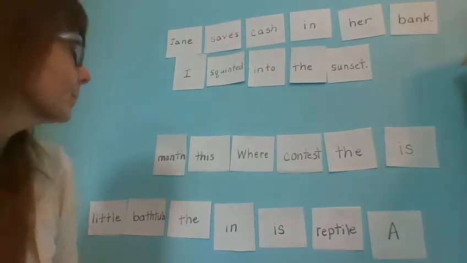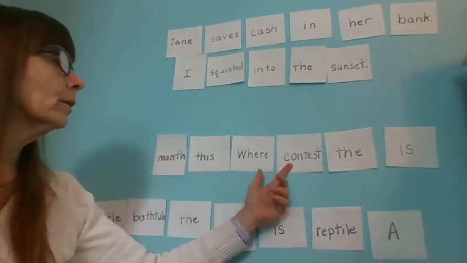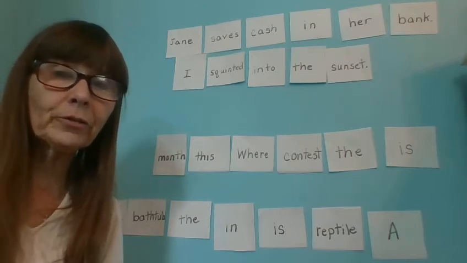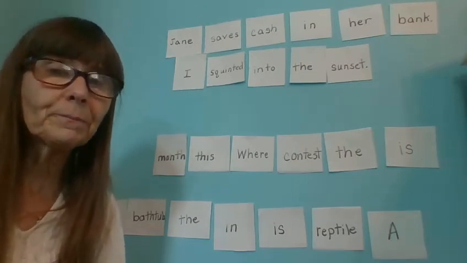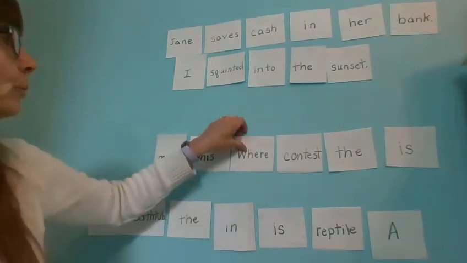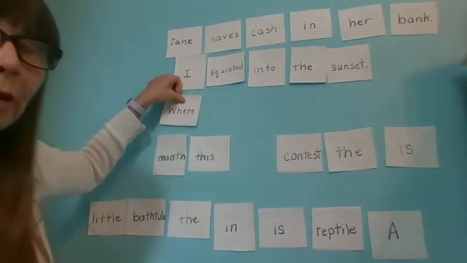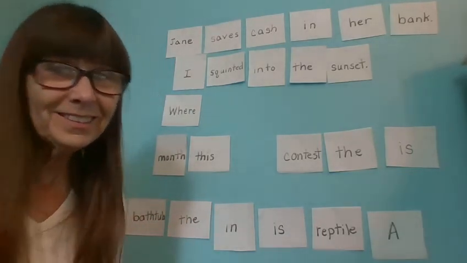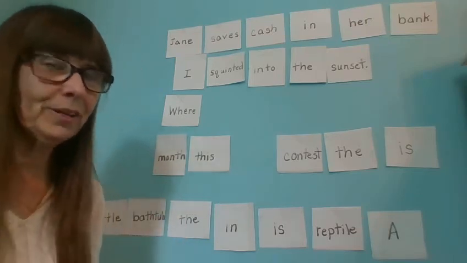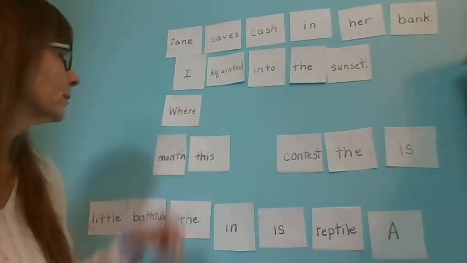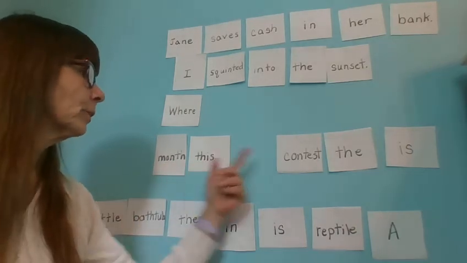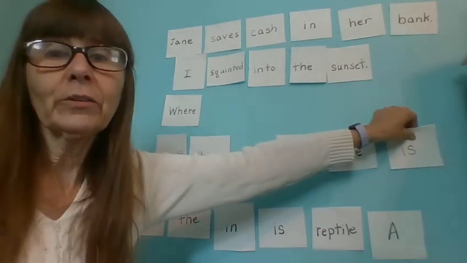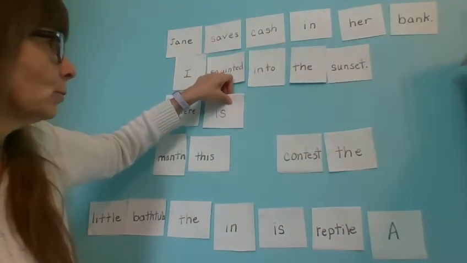All right. So here we have month, this, where, contest, the, is. I did give you a capital letter. So which word has the capital letter? Where. So we're going to put where first. Now you know that where, the WH words, it's a question, right? Where month, where this, where contest, where the, where is. Where is. Usually when we are asking a question about where, we usually follow with is.